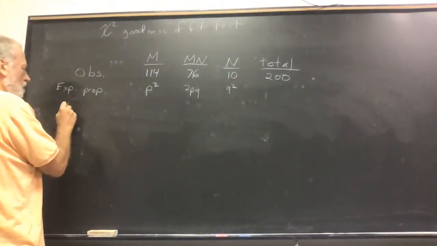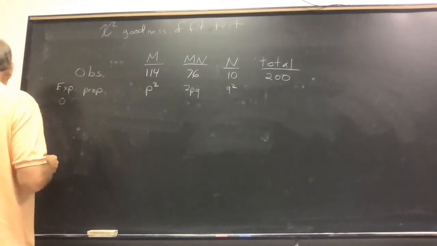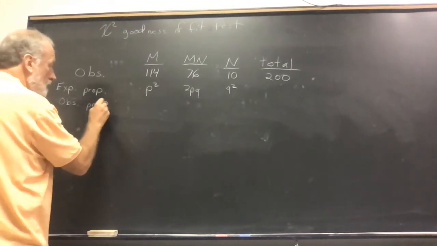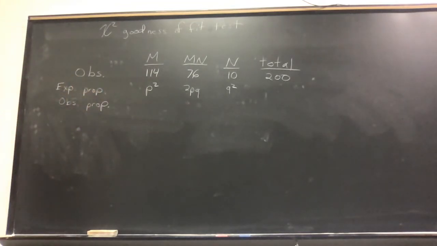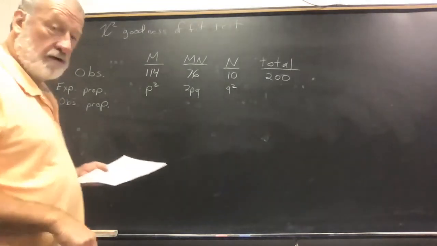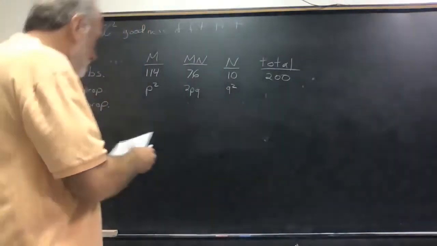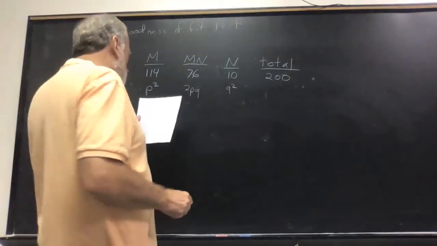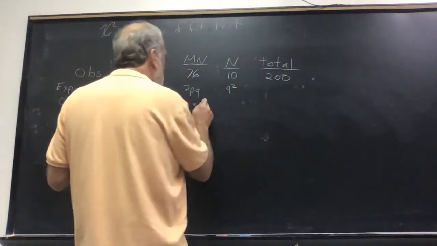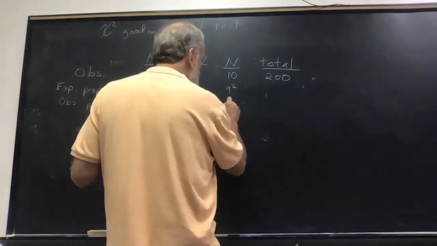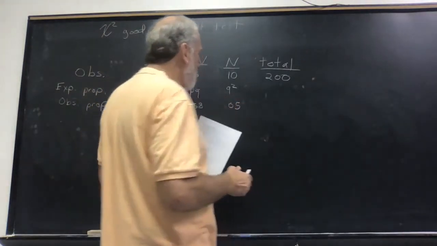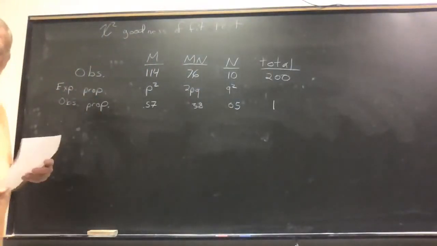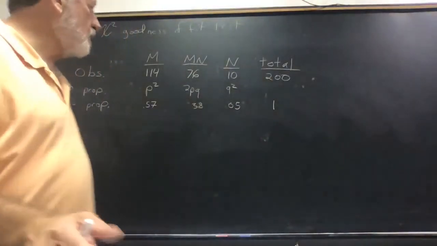And then next are observed proportions, which are what our genotype frequencies really are. And as we just calculated, they are 0.57 for type M blood people, 0.38 heterozygotes, 0.05 for the others, type N blood people, and that adds to 1. And next then is calculating our expected numbers.